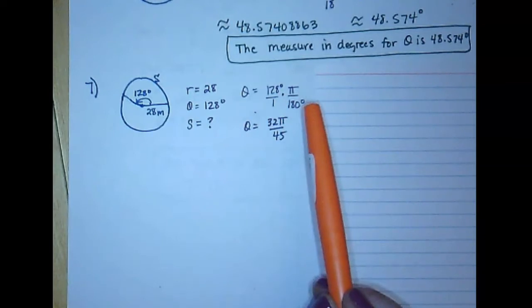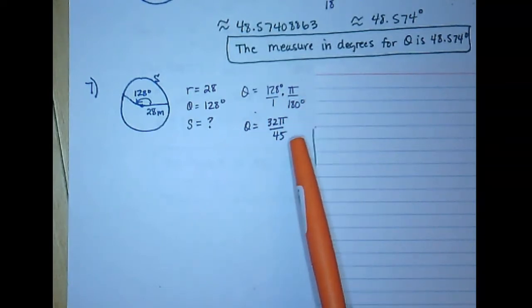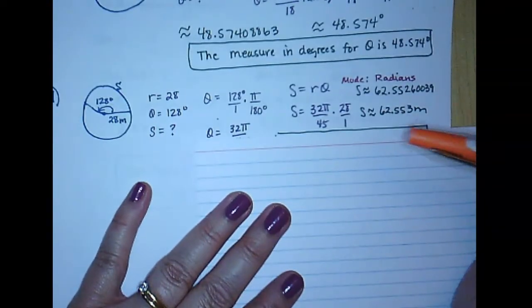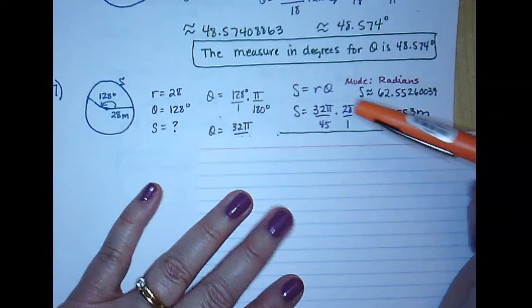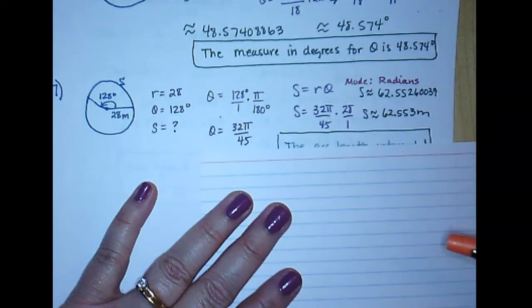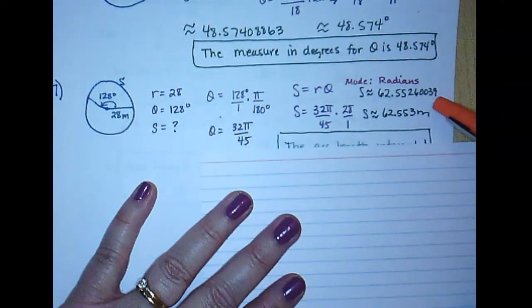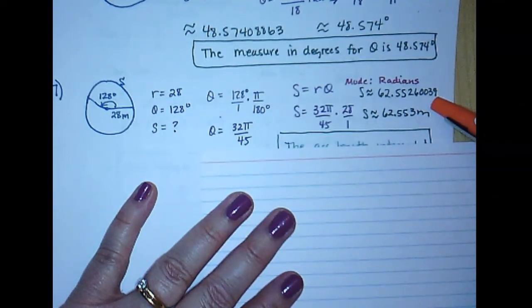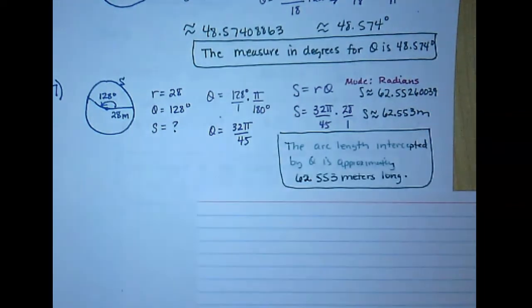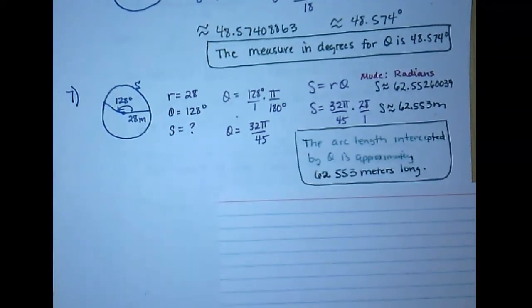So 128 degrees times pi over 180 gives me 32 pi over 45. And then I can go to my calculator and put it in just like it is if I want. 32 pi over 45 times 28, because that would be the radius. And I get 62.5526039. Why do we need this to be in radians? Because remember that our models are in radians. So the arc length intercepted by theta is approximately 62.553 meters long. All right, we're almost there, guys.